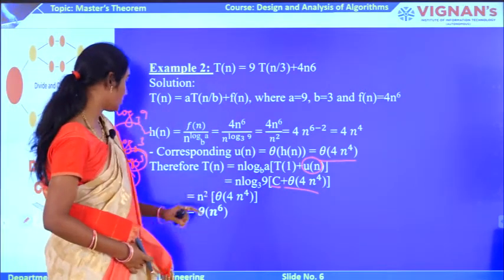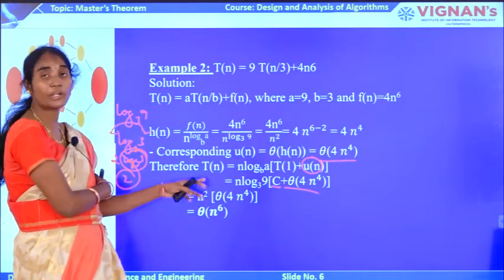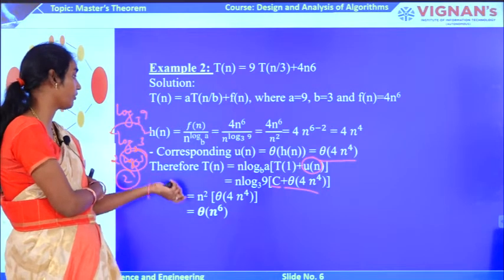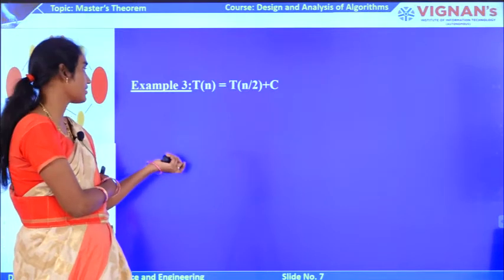So, now which can be 2, right. So, here finally I will be having n square into n to the power of 4, it will be theta of n to the power of 6. Okay. Now, let us go with another example in the same manner.